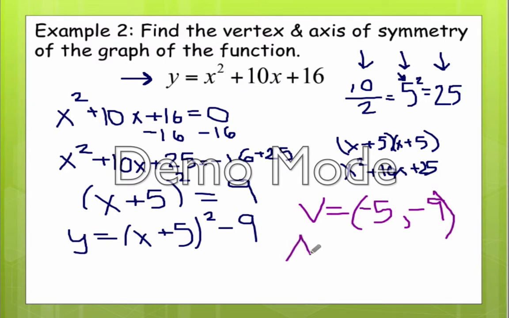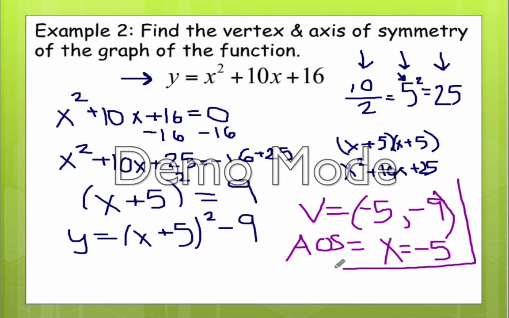And the axis of symmetry is a vertical line. If you remember from Algebra 1, vertical lines are always x equals. And the vertical line is going to go through the vertex. So what does x equal in the vertex? -5. So the axis of symmetry is x equals -5. And it's always going to be x equals whatever that x value of the vertex is.